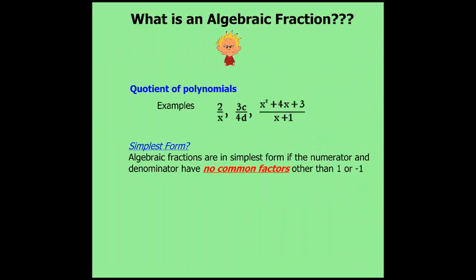What exactly is an algebraic fraction? It is the quotient of polynomials. And in some cases we're using that word liberally, polynomials, because this in fact isn't really a polynomial because it involves a negative exponent. To be in simplest form, an algebraic fraction has to have no common factors other than 1 or -1 in the numerator or the denominator.